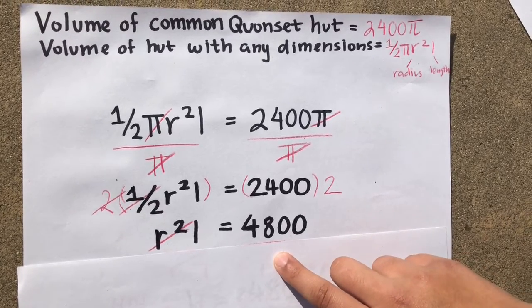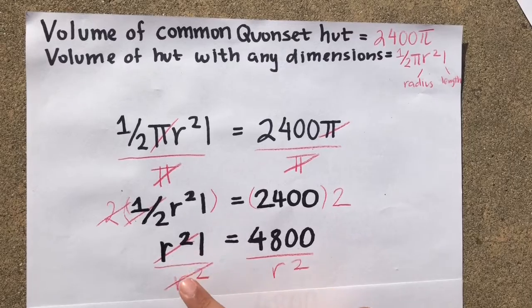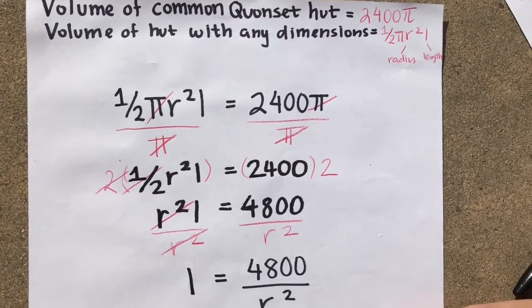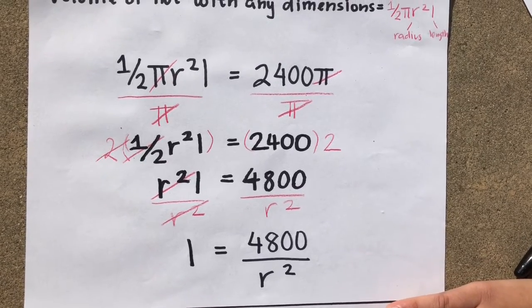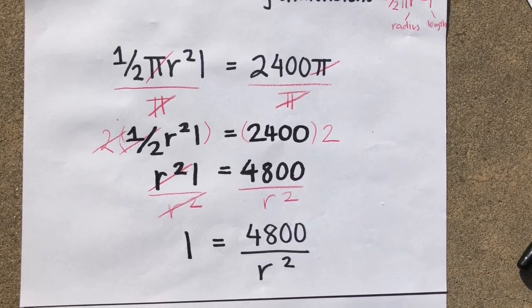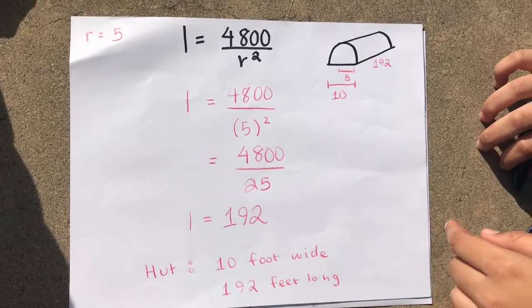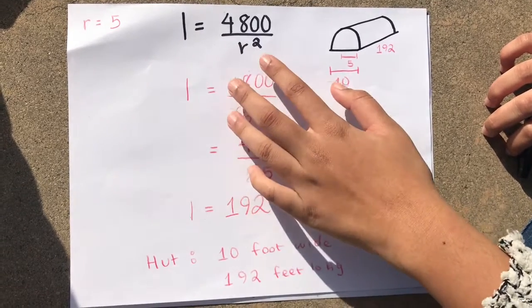And the last step to isolating L is to divide each side by r squared in order to get rid of this r squared. So the very last equation that we're left with is L is equal to 4,800 over r squared. And we can use this equation to get dimensions for any Quonset hut. So we have the equation L equals 4,800 over r squared.